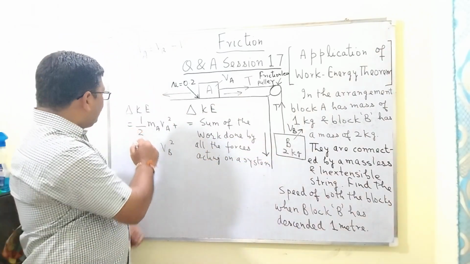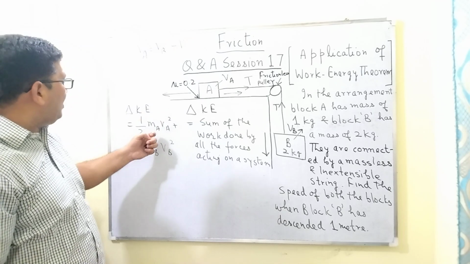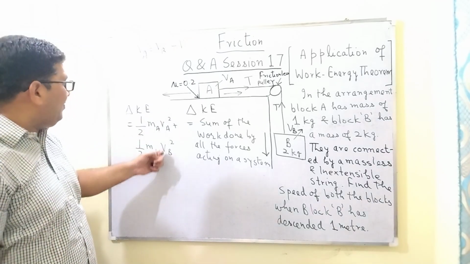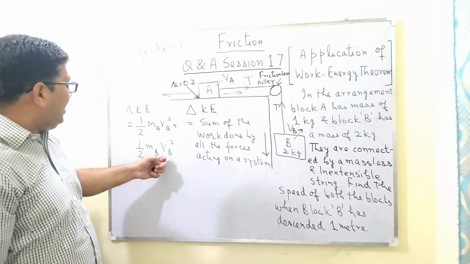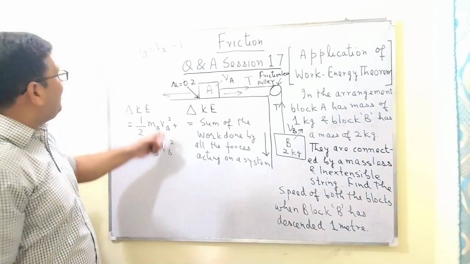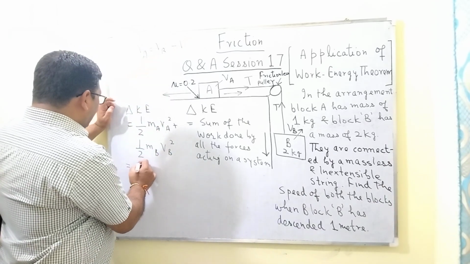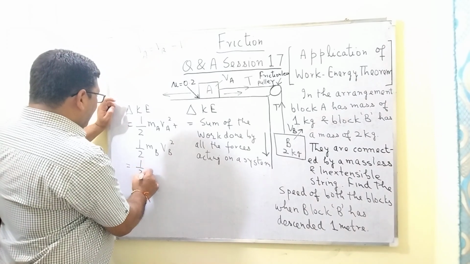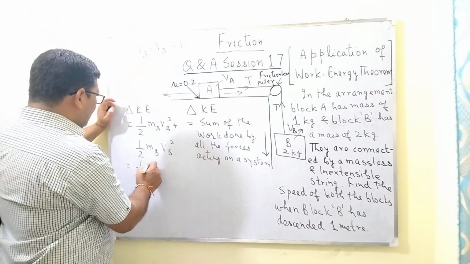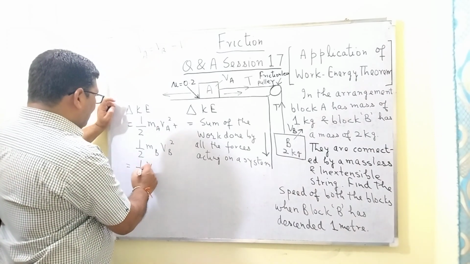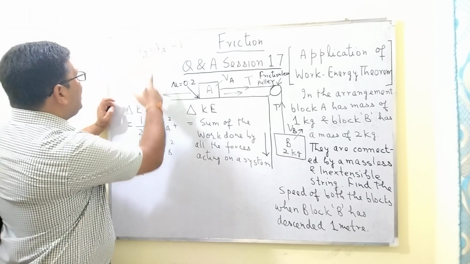So this is the kinetic energy of this block A and this is the kinetic energy of this block B when they are moving with the velocity VA and VB respectively. But here VA and VB is equal to V. So the change in the kinetic energy will be equal to 1 by 2. Here M1 is equal to 1 kg. So I will be writing here as 1, and this will be equal to, here VA is taken as V.